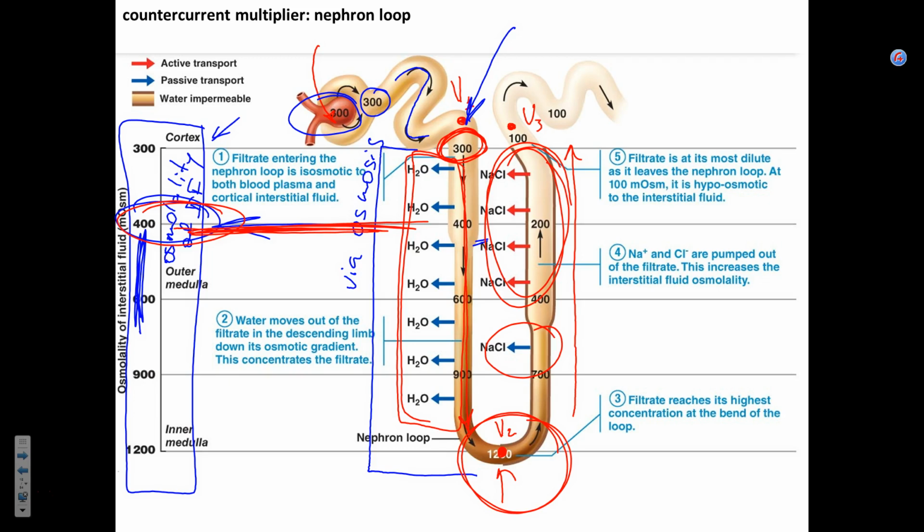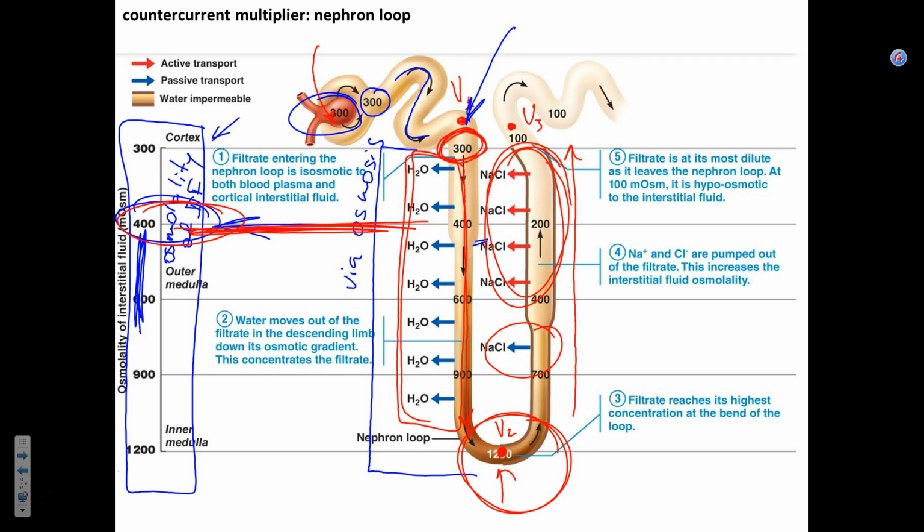V1 is bigger, much bigger. So now let's put it in words. When filtrate goes through the nephron loop of a juxtamedullary nephron, its volume decreases. Does that make sense? Because water and salts leave the filtrate, so the volume of the filtrate goes down. Are we clear?